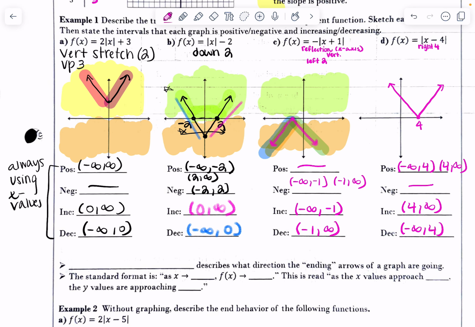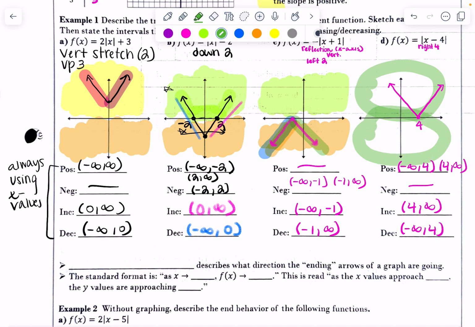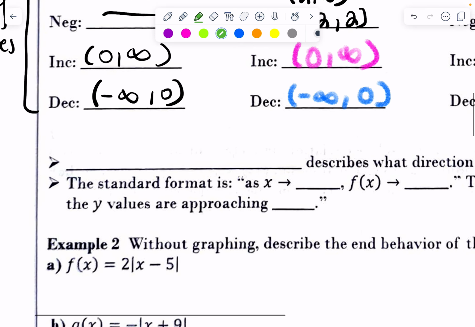All right, awesome. Okay, so we've talked about positive, negative intervals. Positive intervals are on this uppermost point of my graph, so up here. My negative intervals are going to be down here. My increasing is when I'm riding my roller coaster up. Decreasing is when I'm riding my roller coaster down, from left to right, always. All right, coming from that, let's talk about end behaviors.